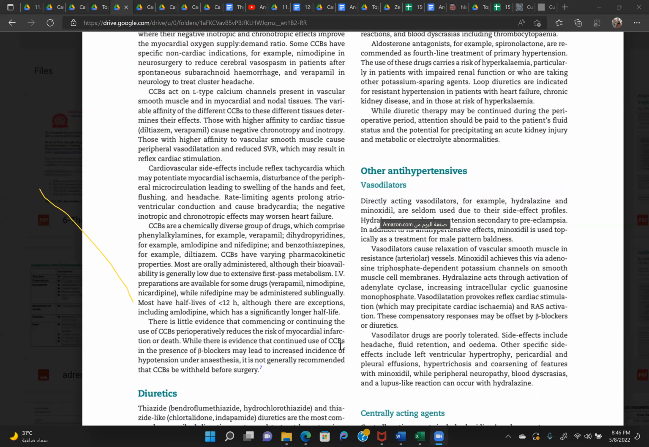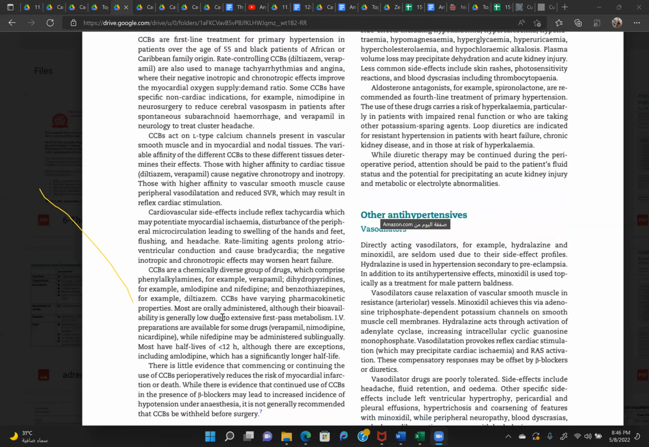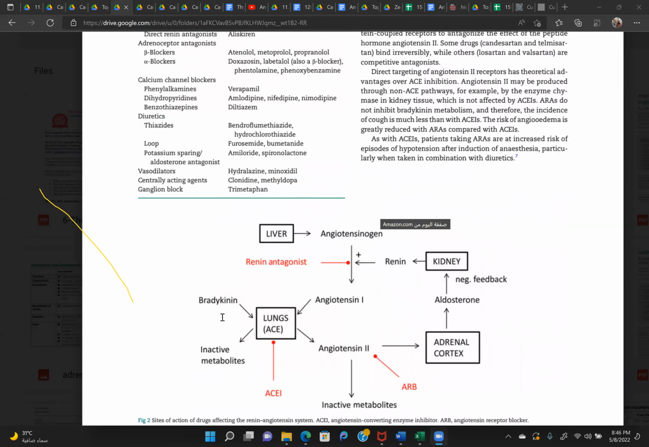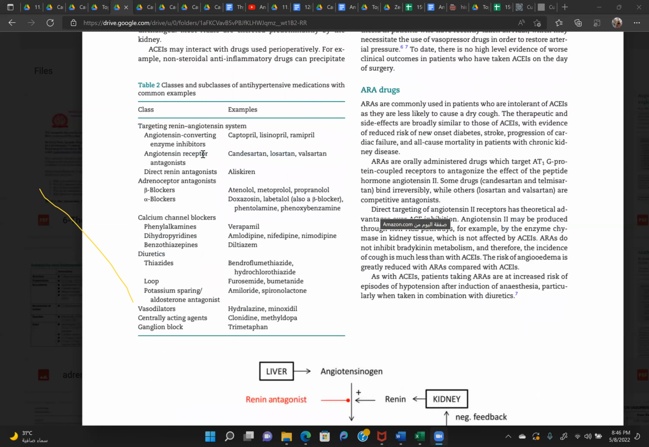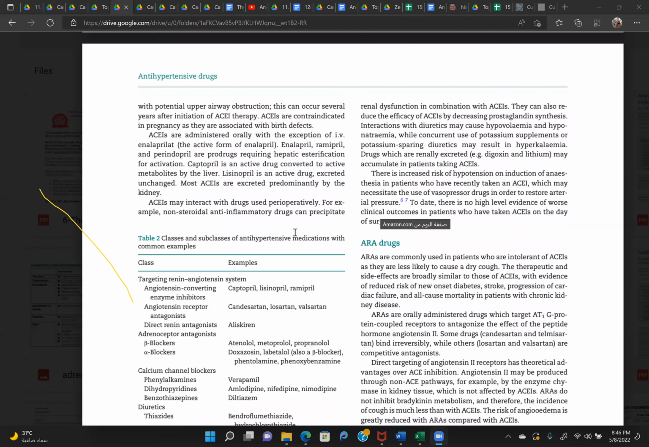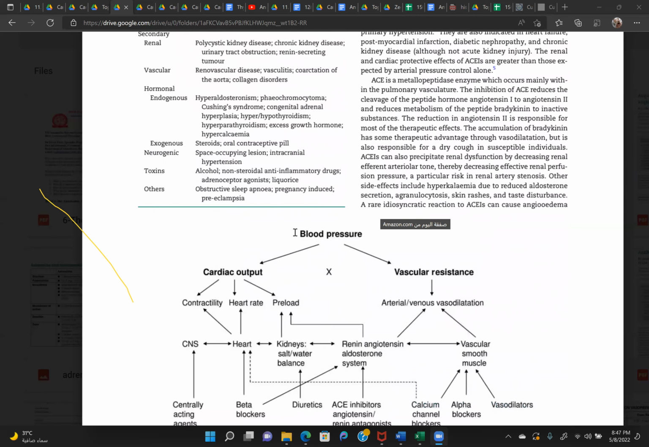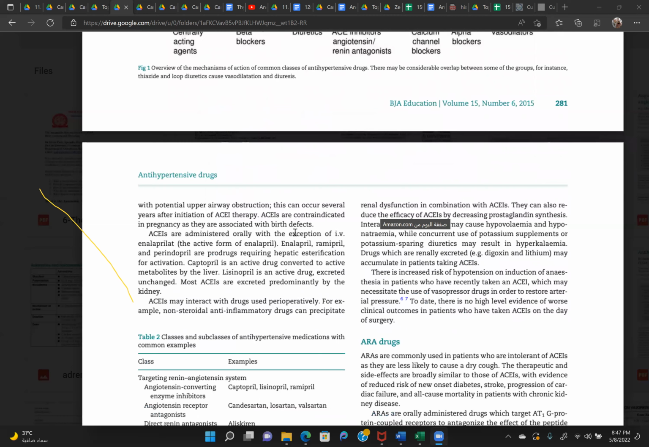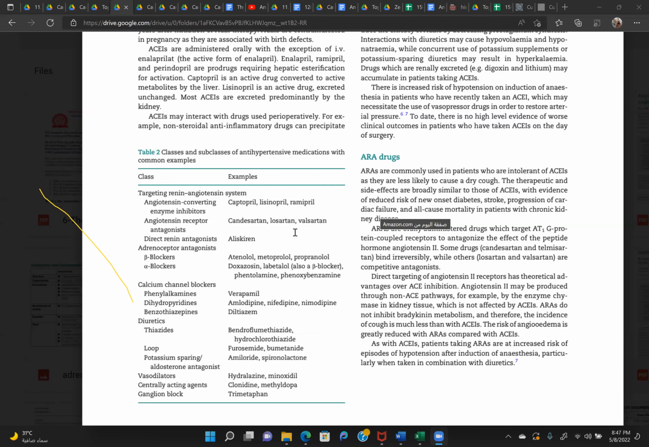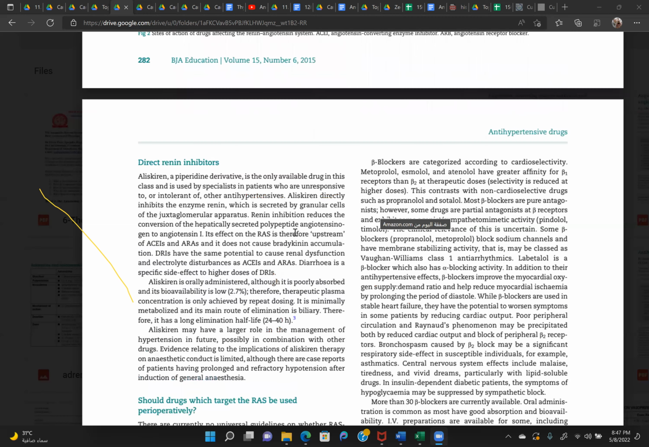Okay, so now we have covered ACE inhibitors and calcium channel blockers. Some words about beta blockers. What are the things you should know about beta blockers?